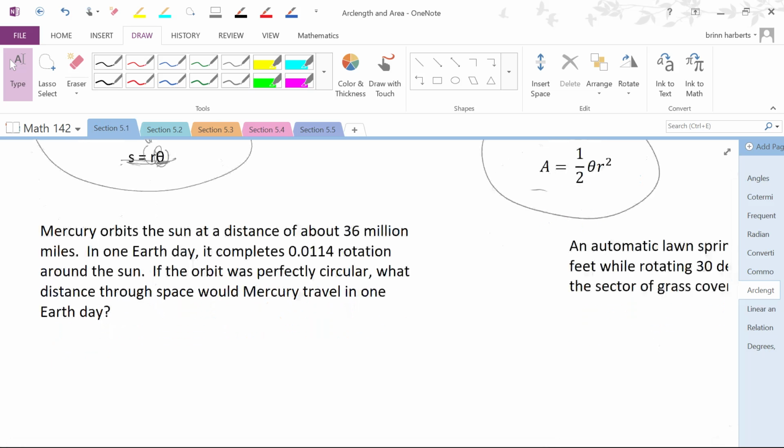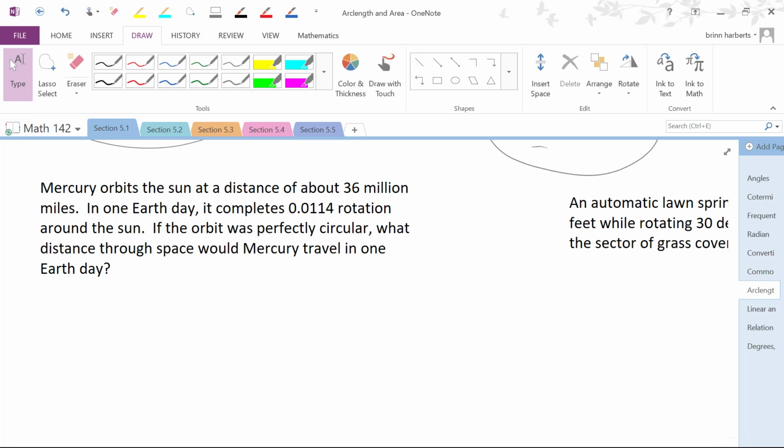Okay, so let's look at this problem. Mercury orbits the sun at a distance of about 36 million miles. In 1 Earth day, it completes 0.0114 rotation around the sun. If the orbit was perfectly circular, which it isn't quite, but it's pretty close for Mercury, what distance through space would Mercury travel in 1 Earth day? First of all, I know I've got a formula, S equals R theta, because I just told you that. My radius is 36 million miles, so I've got that. I'm just going to call it million. I need to find theta.